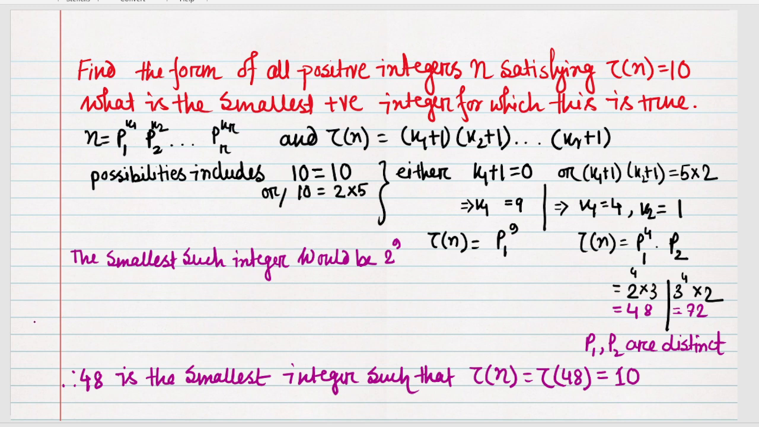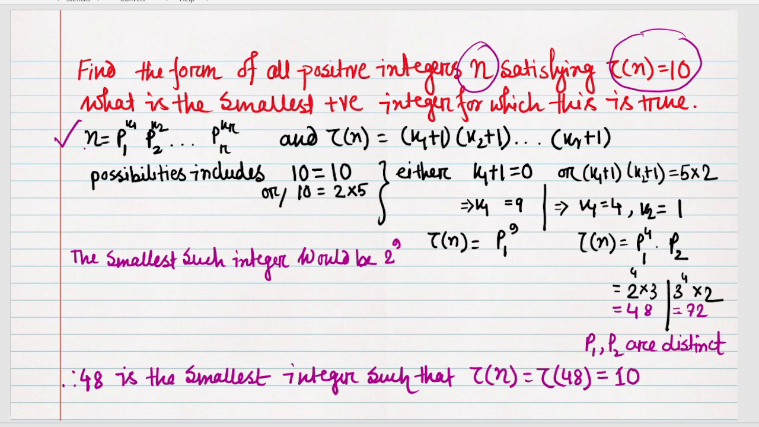So now this is our statement of the next slide: find the form of all positive integers n satisfying that tau of n equals 10. What is the smallest positive integer for which this is true? So here they have given us that n is a positive integer and tau of n equals 10.